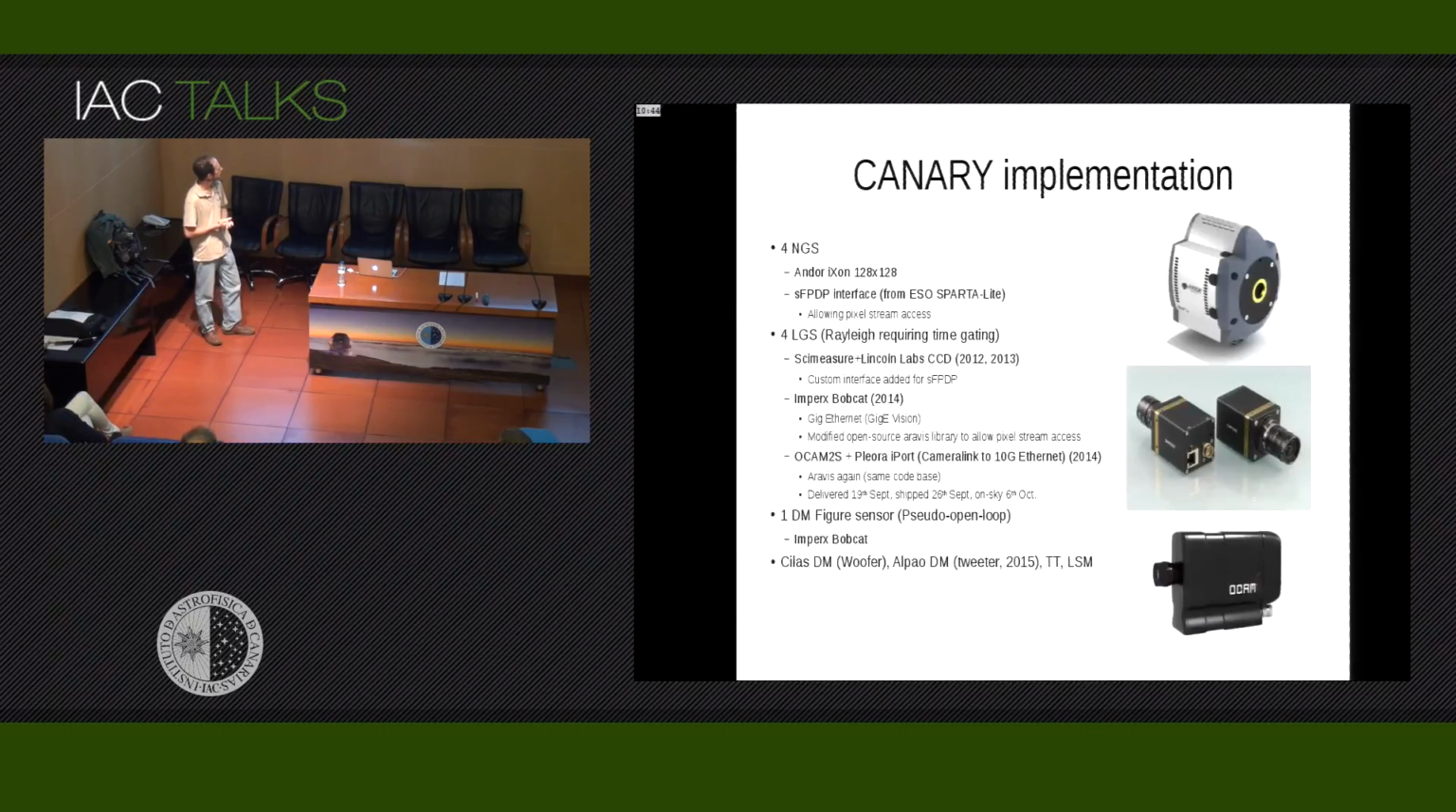We also have, with CANARY, a number of DMs. One at the moment, another one coming, which we're using in the lab at the moment, but which will be a tweeter system next summer. And a tip-tilt mirror and a laser steering mirror.